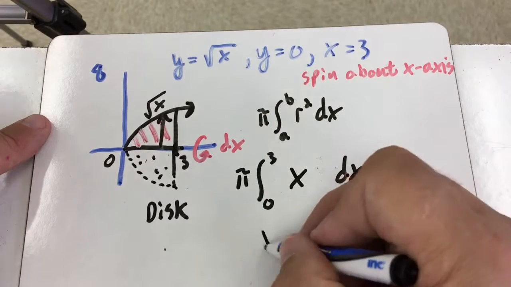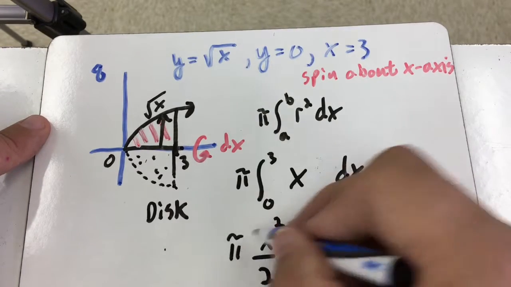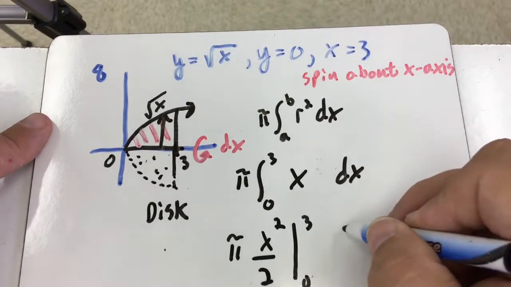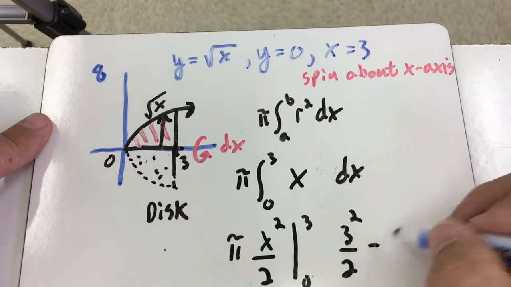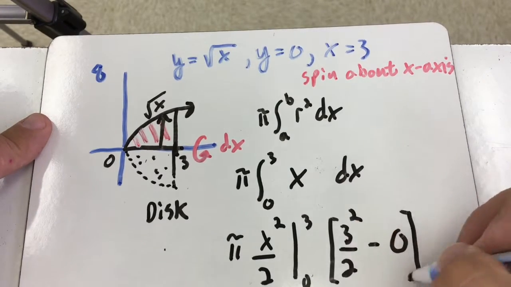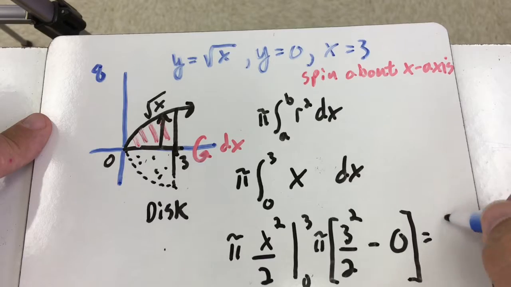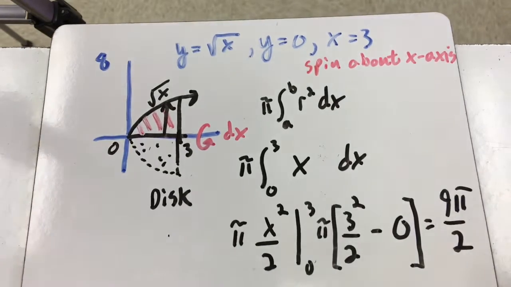And the antiderivative of x is x squared over 2 from 0 to 3. So this is going to give me 3 squared over 2 minus 0. And I'm not forgetting that my pi goes in front of that. And that's just going to give me 9 pi over 2 for my exact answer.